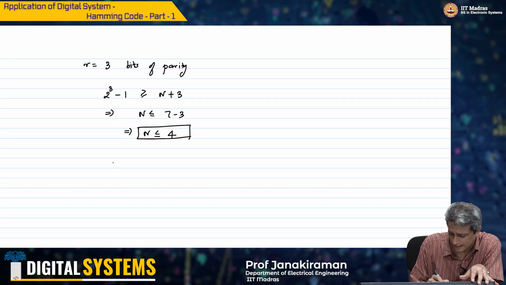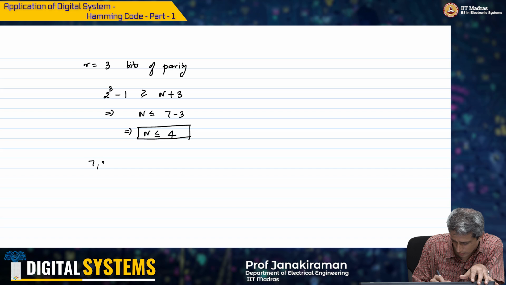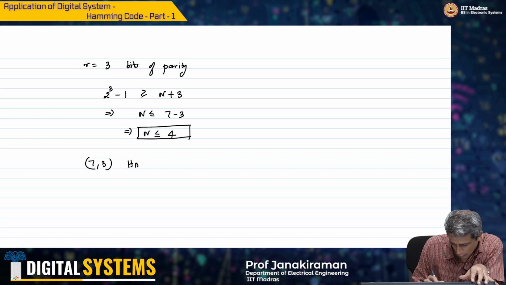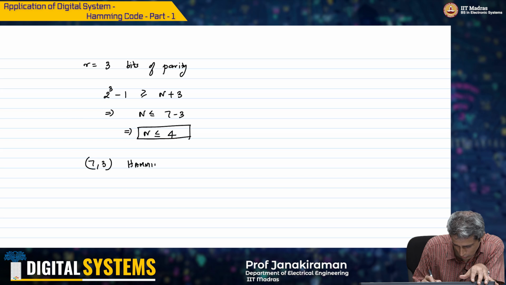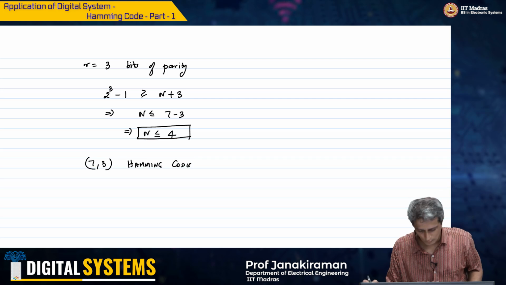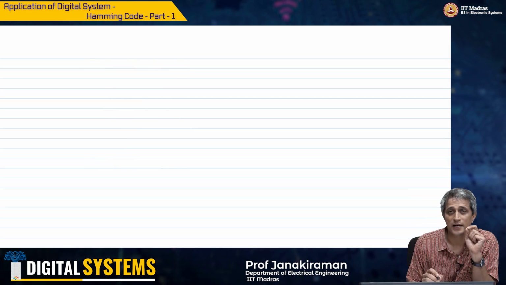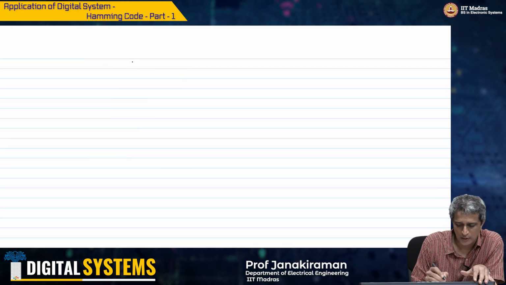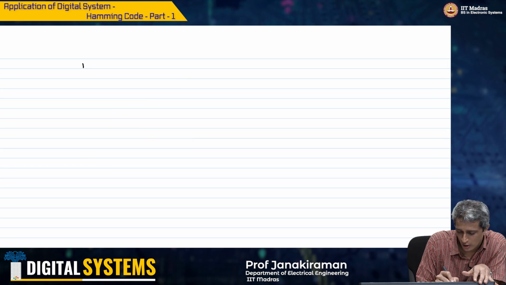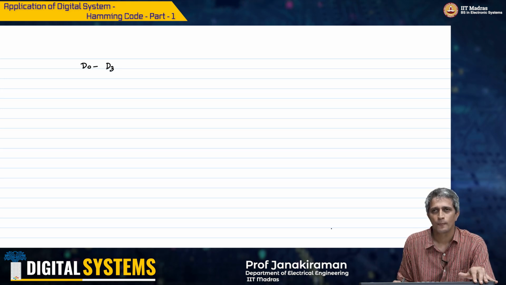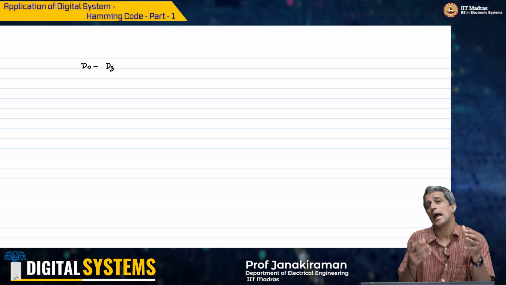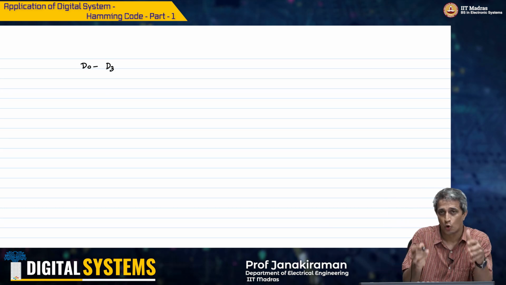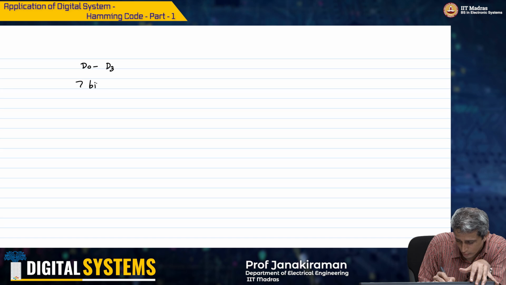So therefore, let us take this example. I am going to look at a (7,3) Hamming code. So what does this mean? It means that I can send only 4 bits of information. Let us say that I have 4 bits of information D0 to D3. And remember that I am going to now store this as 7 bits of information.